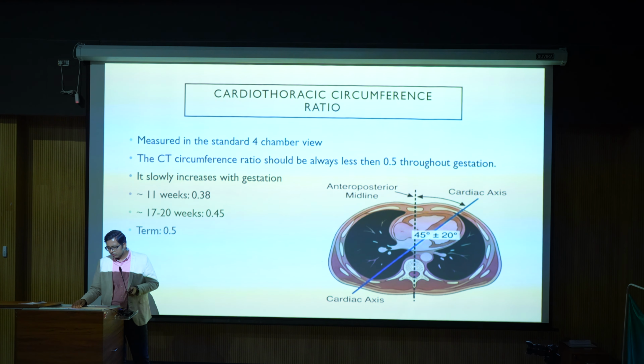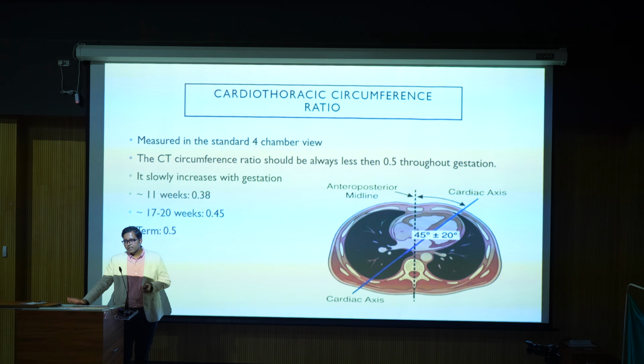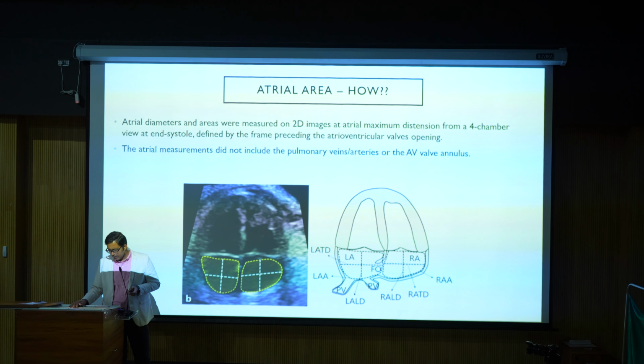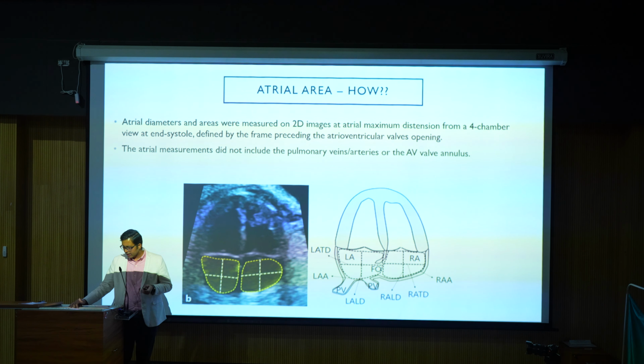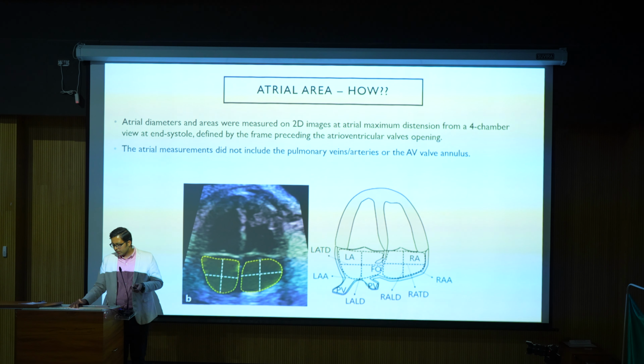CT ratio, cardiothoracic circumference ratio, I think Dr. Mansi has covered in the morning, so we'll not go into that. Only remember that at near term it is around 0.5 and should always be less than 0.5 throughout the gestation in the pregnancy. Atrial areas, these are quite simple; just by looking at all those images you can get an idea how we actually calculate all these parameters.